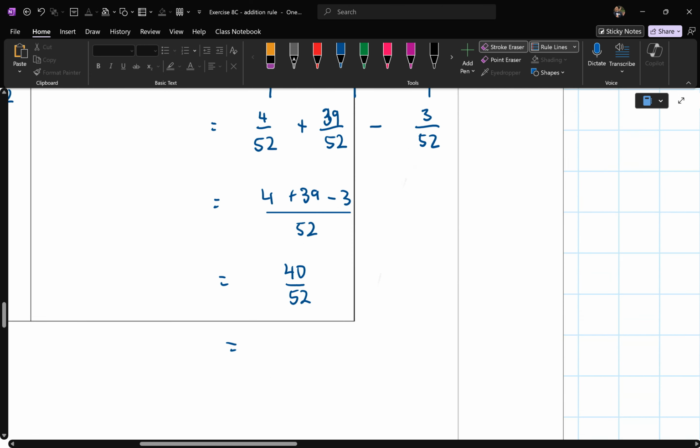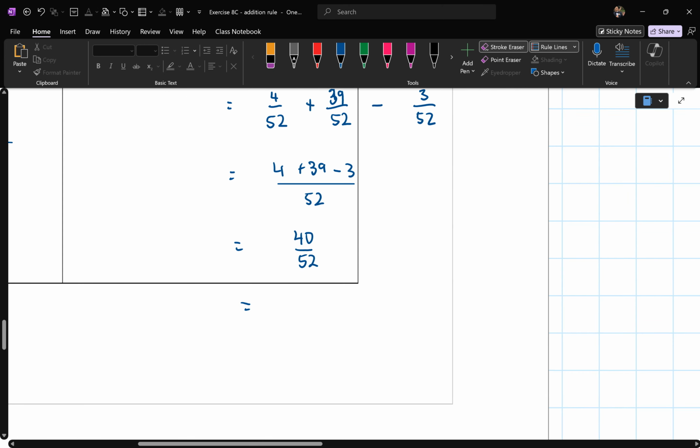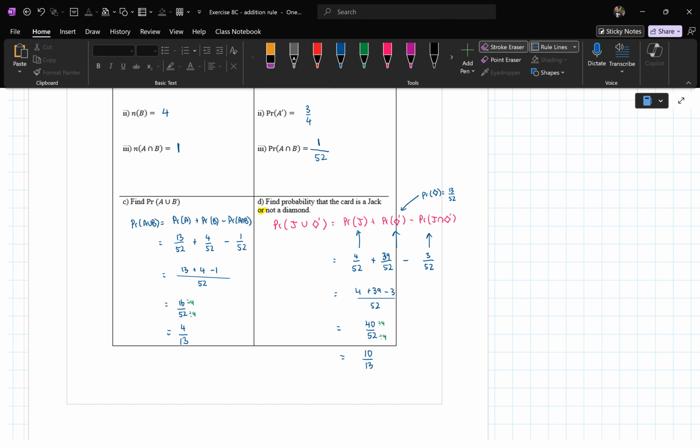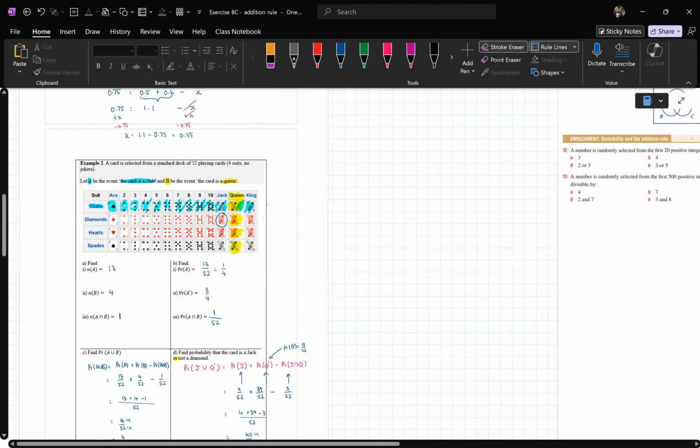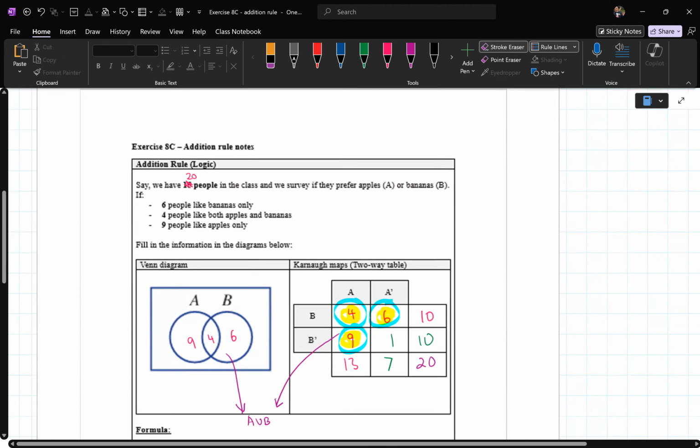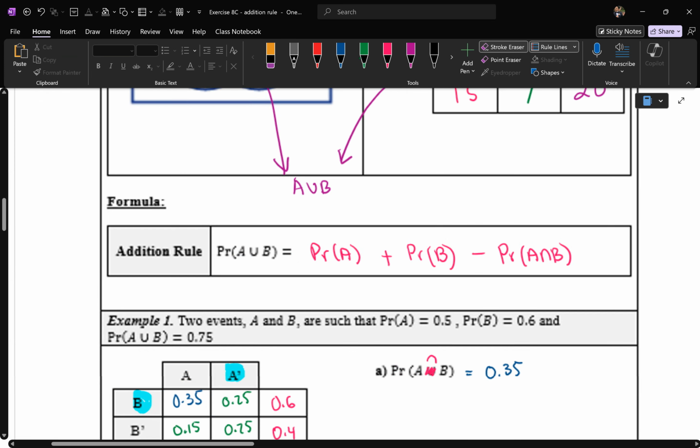So then in total, you can simplify this. That's divided by 4. So you get 10 on 13. So divide 4, divide 4. There you go. That's your probability of getting a jack or not a diamond. You've got 10 out of 13 chances, or 40 possible cards out of the 52 cards. Okay, so that's how you would do that, and that's what this exercise is about. It's working with the addition rule. So this is the rule that you want to get familiar with.